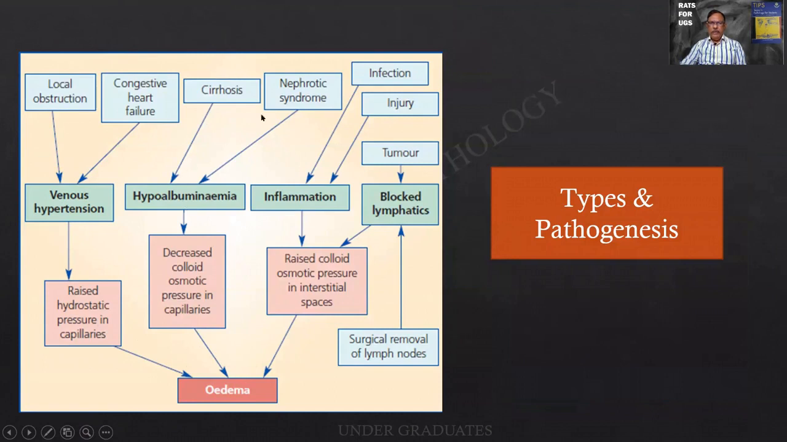Cirrhosis, hypoalbuminemia, nephrotic syndrome, hypoalbuminemia, decreased colloid osmotic pressure, edema. Infection, there can be inflammation, exudate, edema. Injury, again, inflammation, exudate, edema. Tumor or dissection of the lymph nodes, there can be blockage of the lymphatics, raised oncotic pressure, edema. Surgical removal, block dissection we call, that can also lead to edema. This again is a beautiful diagram for you people to recall and draw if necessary.